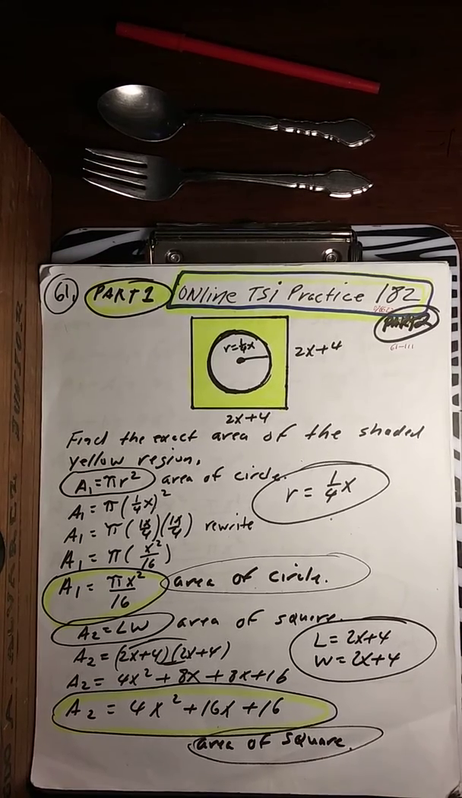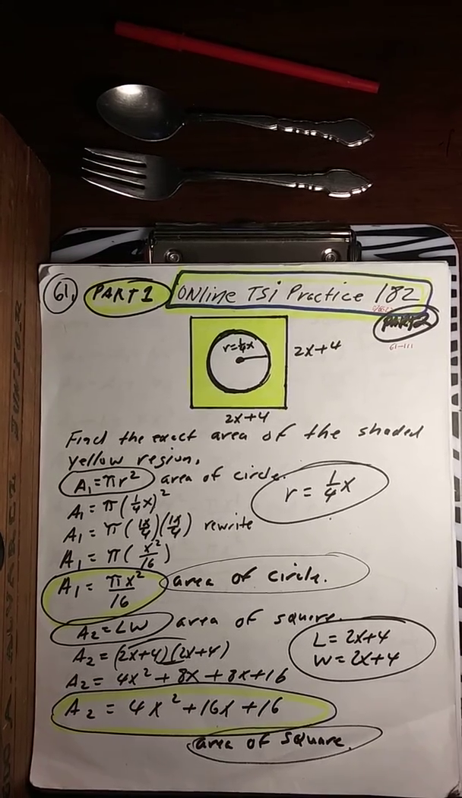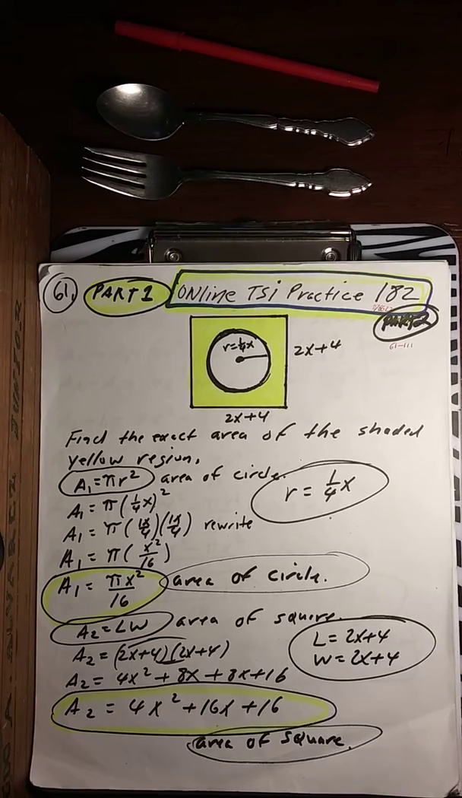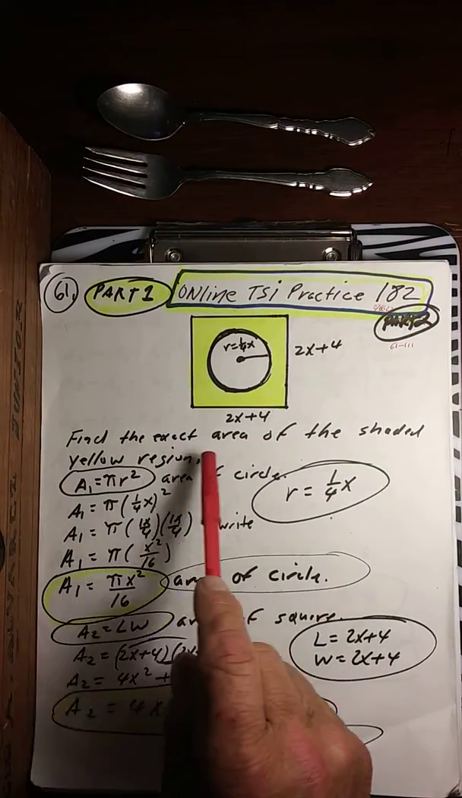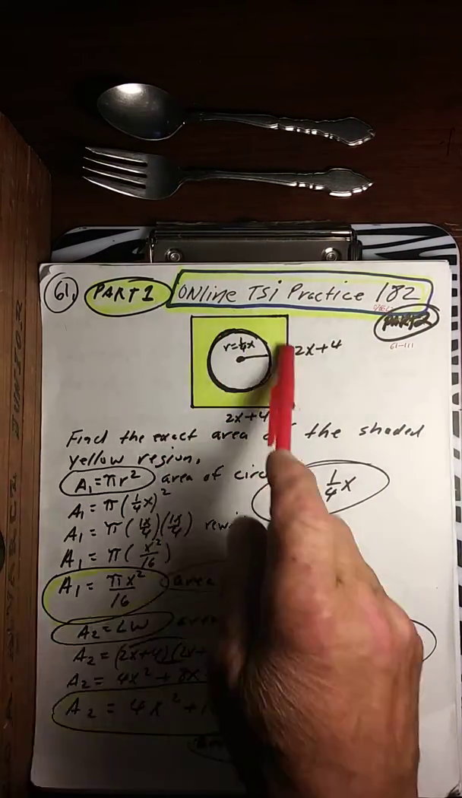Alright, we're going to do the online TSI practice 182 part 2. Alright, let's get this started. Find the exact area of the shaded yellow region, just right here.